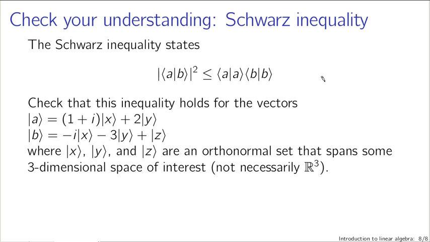So your task is to check that this inequality holds for the two vectors given, where here x, y, and z is an orthonormal set that spans some three-dimensional space of interest. Note that I'm not necessarily talking about three-dimensional Cartesian space here, but it's a good analogy to keep in the back of your mind if you're having trouble imagining what these things should look like.